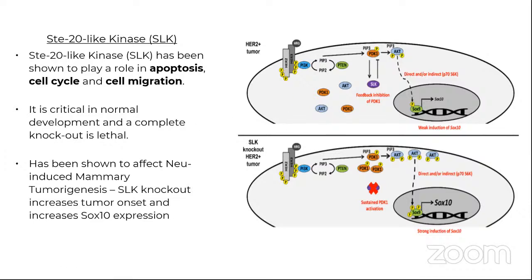There are several proteins that play different roles within certain contexts. For example, ST20-like kinase, or SLK, is a protein that plays an important role in cellular processes such as proliferation, migration, and apoptosis. It affects embryo development and is shown to play a role in tumorigenesis. This was studied in a neu-induced mammary tumor model in mice. These experiments showed that SLK knockout mice developed tumors faster and showed an increased expression of SOX10, an important biomarker in cancer.